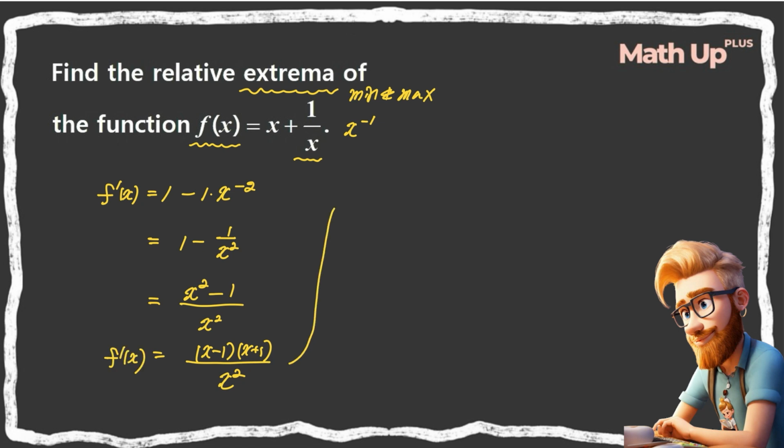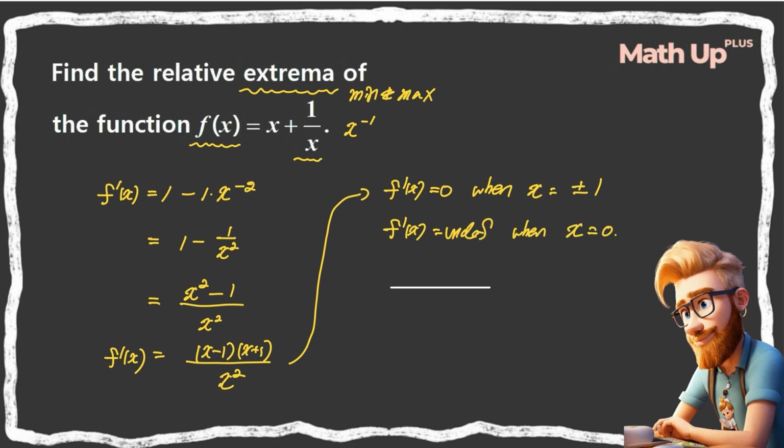Now, f prime of x is equal to 0 when x is equal to plus or minus 1. And f prime is undefined when x is equal to 0. Now, let's do the first derivative test. This is number line x. We have negative 1, 1, and 0. So we have to test each of these intervals.